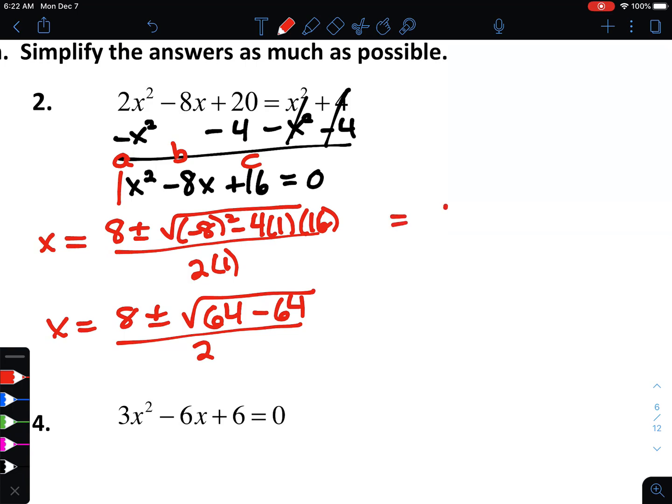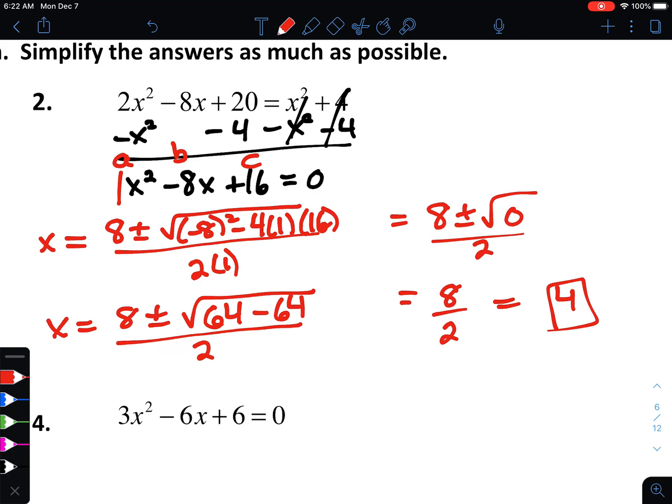All right, so let's go ahead and keep simplifying. We're going to have 8 plus and minus the square root of 64 minus 64, which is 0, all over 2. The square root of 0 is just 0, and 8 plus and minus 0 is really just 8. So we've got 8 over 2, and so it looks like we actually are just going to have one solution in this case, which is that x is equal to 4.